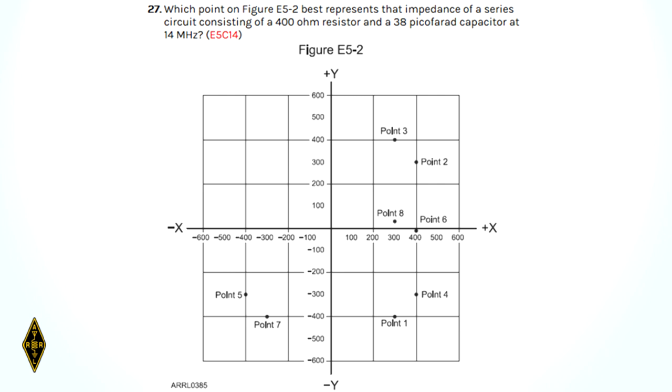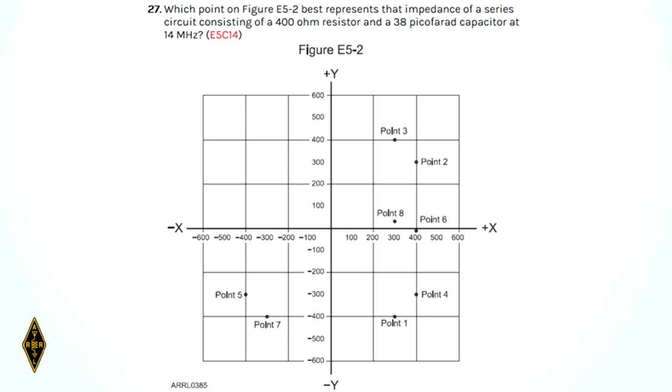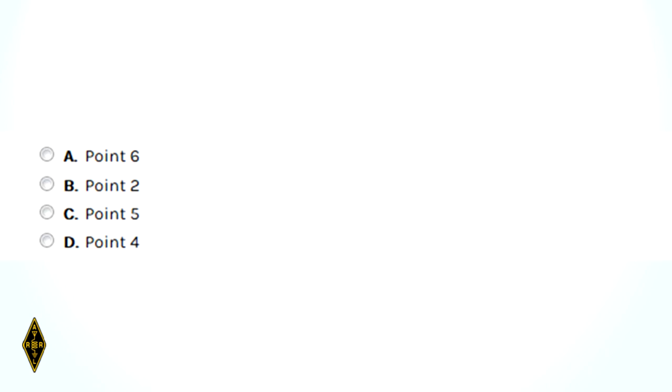And question 27, which point on figure E5-2 best represents the impedance of a series circuit consisting of a 400 ohm resistor and a 38 picofarad capacitor at 14 megahertz? Here are the answers. Question 28.